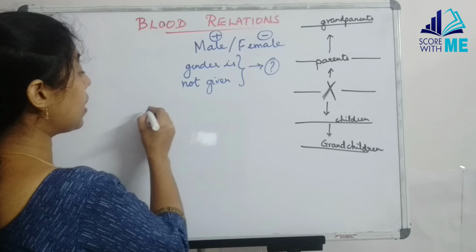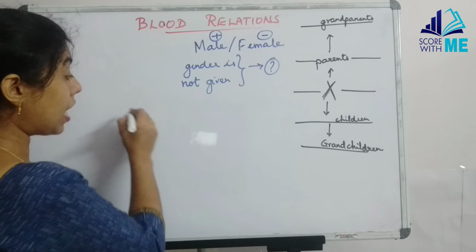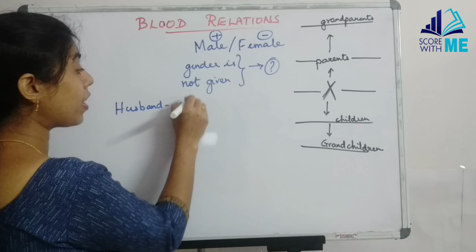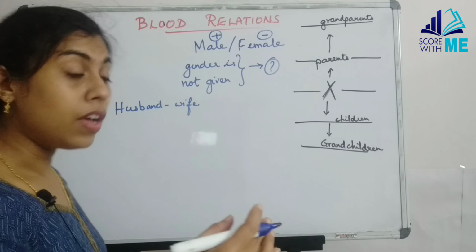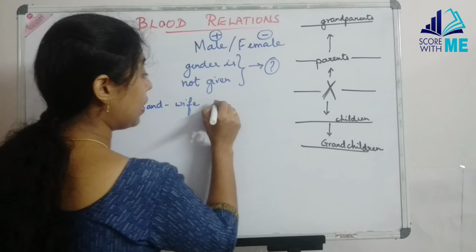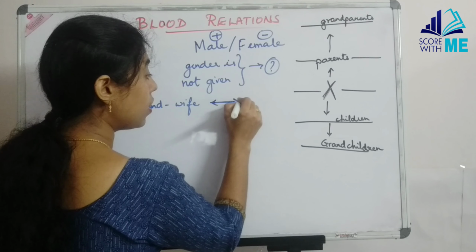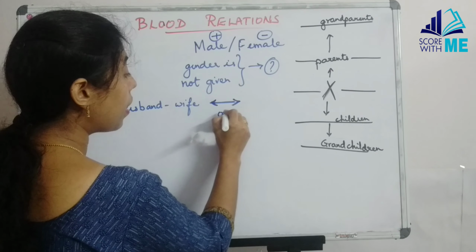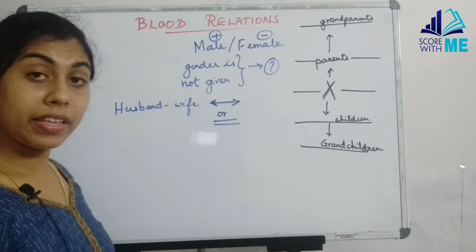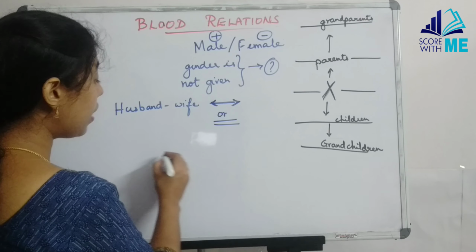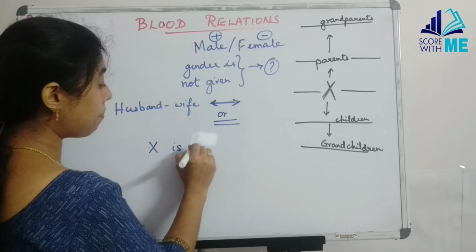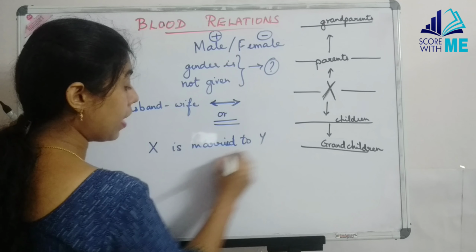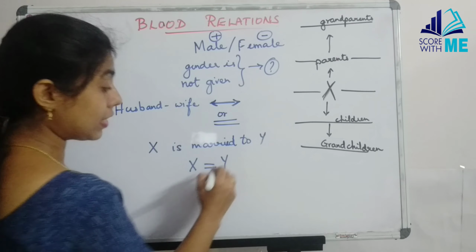Next comes the relationship between a couple, a husband-wife relationship. A husband-wife relationship or a father-mother relationship can be represented by a double-headed arrow. In certain books it is given as a double-headed arrow or a parallel line. Both mean the same. If we are given that X is married to Y, the couple can be written as X is married to Y.